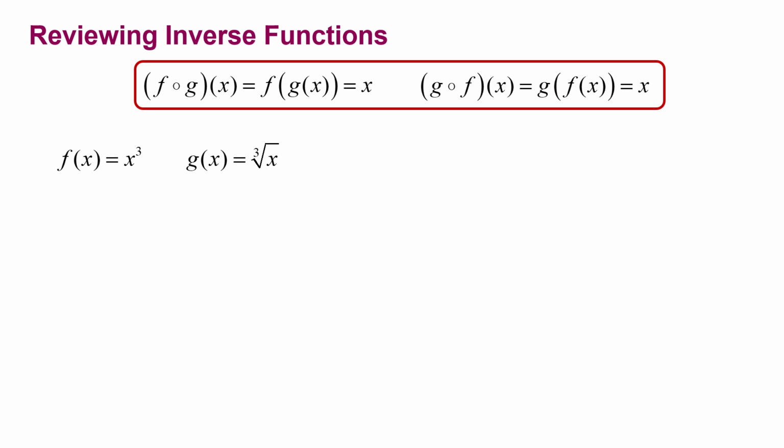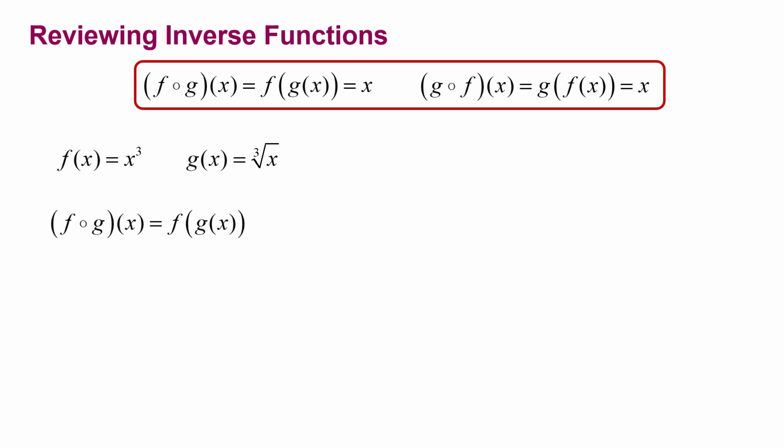For example, if I take the number 2 and cube it, I get the number 8. Then, if I take the cube root of 8, I come back to the original number of 2. So in other words, the cube and the cube root are undoing each other. They're inverses. So let's work through this symbolically and compute the composition for f of x equals x cubed and g of x equals cube root of x.